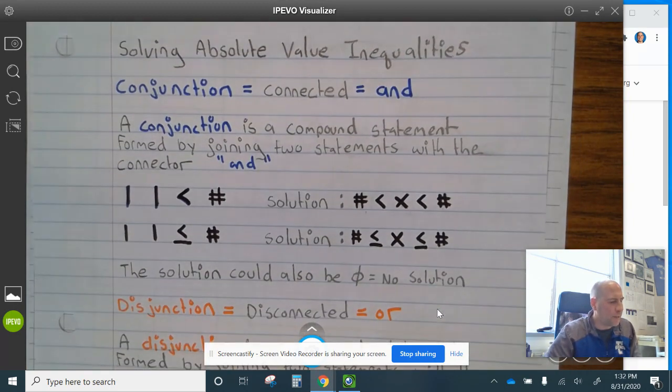When it's absolute value less than a number, the solution is x is greater than a number and x is less than a number. When absolute value is less than or equal to a number, the solution is x is greater than or equal to a number and x is less than or equal to a number. The solution also could be no solution.